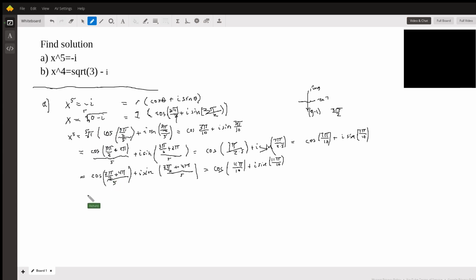This is 1, 2, 3. The last one is going to be cosine. So we're going to go up 4. This is going to be 15 pi over 10. 15 pi over 10 reduces to 3 pi over 2, plus I sine 3 pi over 2, which is where we started. Just turns out that way.